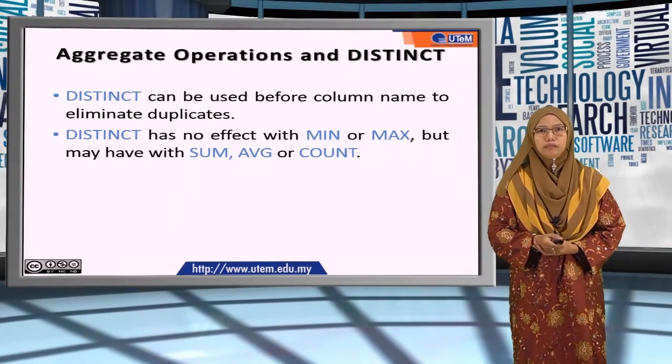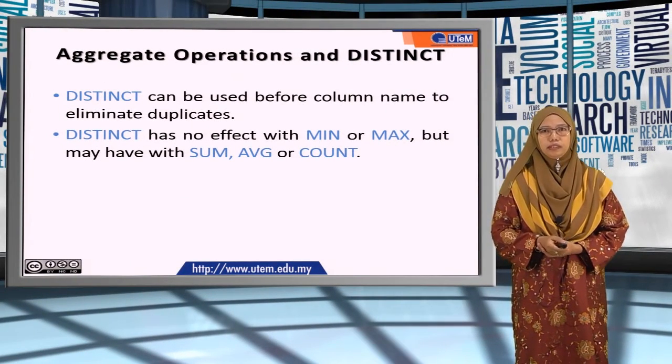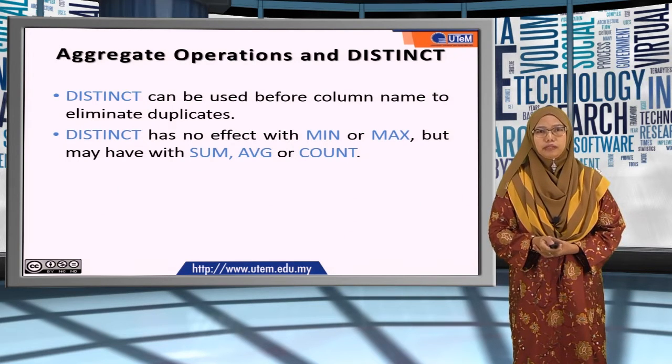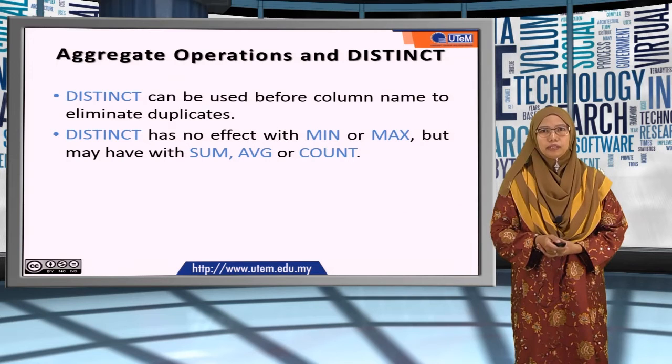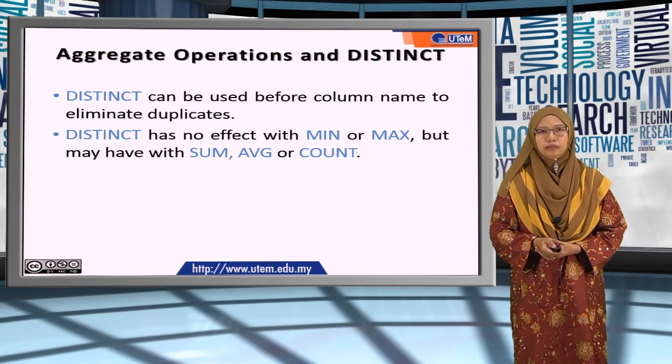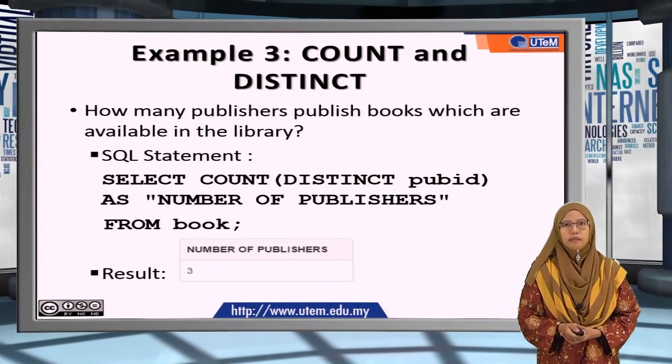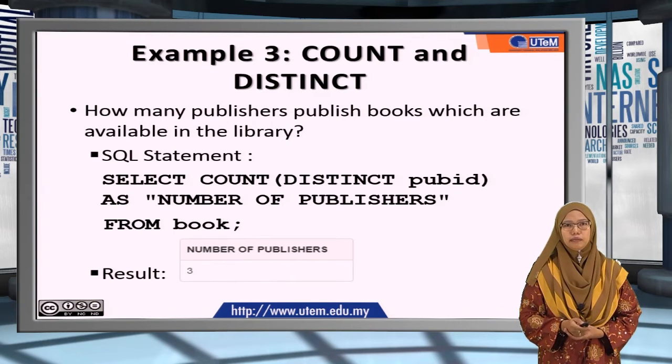Aggregate functions can be used in conjunction with the distinct clause to eliminate duplicates before the functions are applied. Distinct has no effect with min or max function, but may have with sum, average, or count. Let's look at one example of using the count function with distinct keyword. Suppose we want to know the number of publishers who publish books which are available in the library.